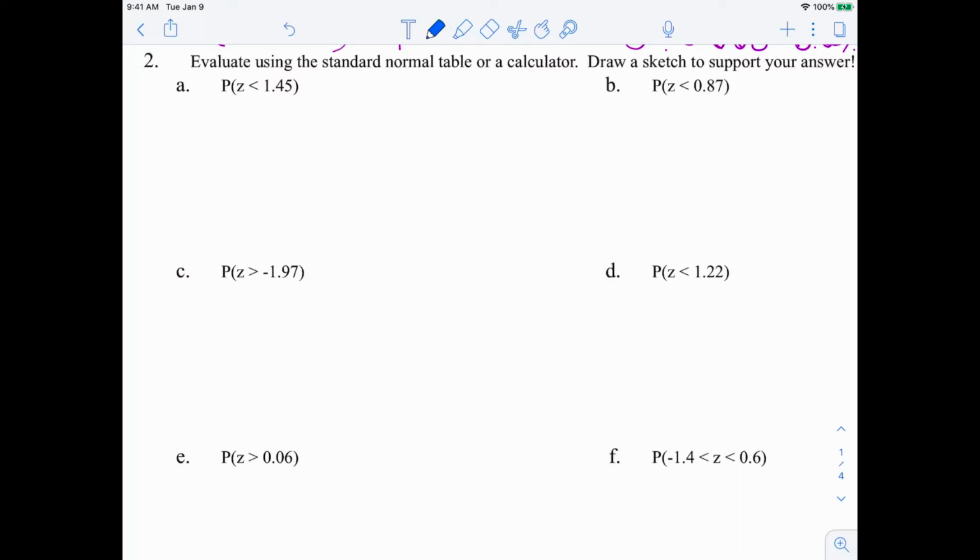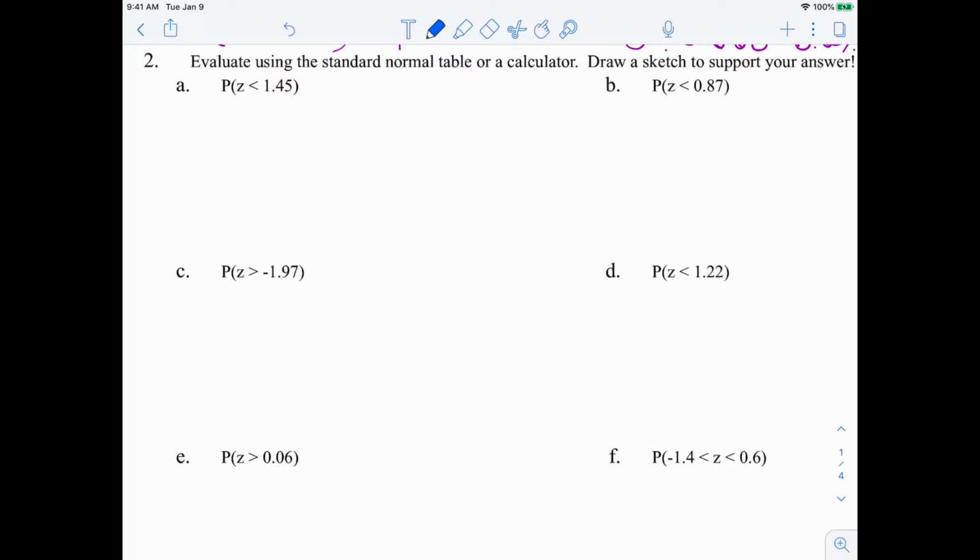Okay, so for all of number 2, it's asking you to evaluate using the standard normal table or a calculator and to draw a sketch to support your answer. In these, because we're really just looking at a table for a value or using your calculator, your work is going to be drawing the sketch. So you need to draw the sketch. In 2A, I'm looking for the probability that z is less than 1.45.